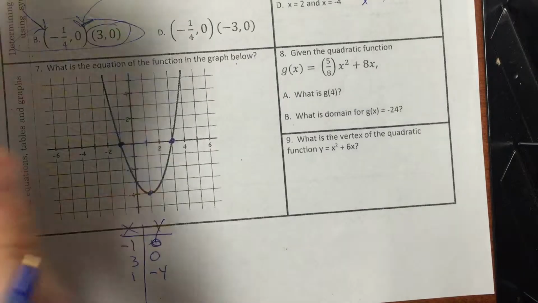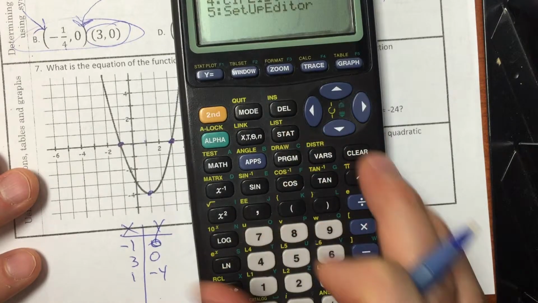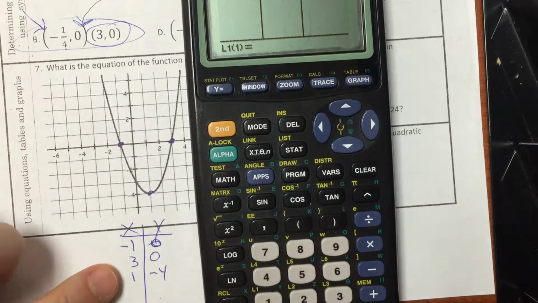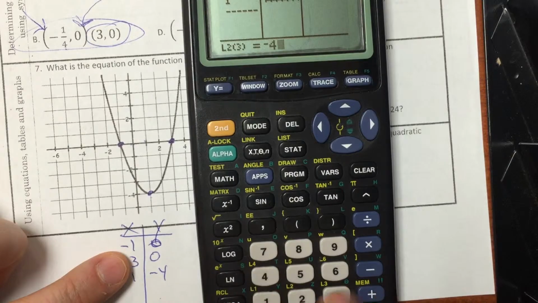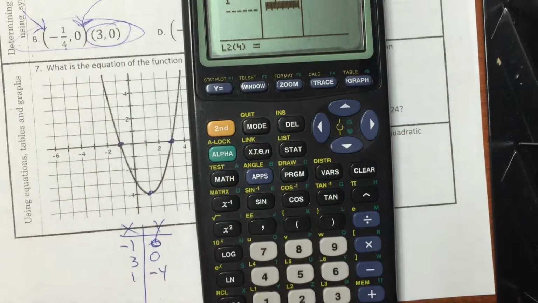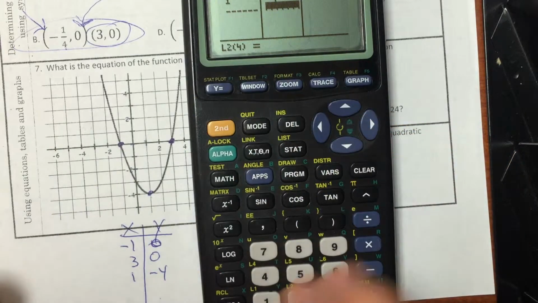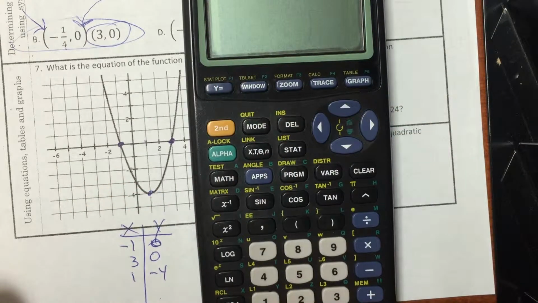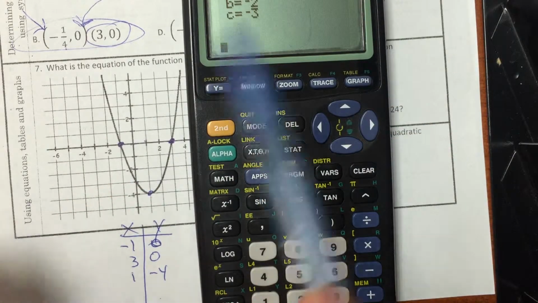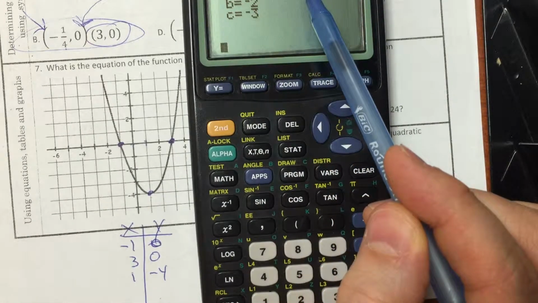Now I have my 3 points. I'm going to clear out my calculator. Second plus 7, 1, 2. I go to stat edit and I do negative 1, 3, 1. And then I do 0, 0, negative 4. Make sure you have your negative signs, and even though we're going fast, always double and triple check that you got everything in there correctly. Alright, now stat calc, and it's option 5 for quadratic regression. Push enter, and you get 1x squared minus 2x minus 3.